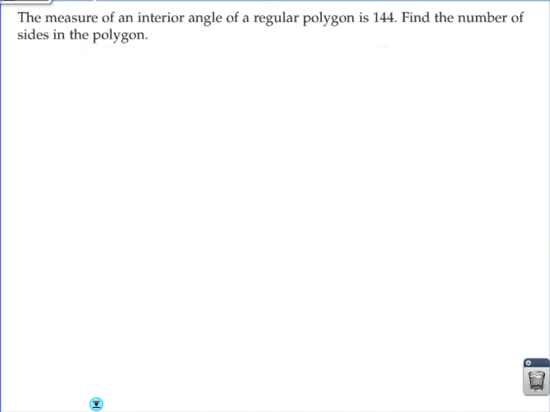Here's another one. The measure of an interior angle of a regular polygon is 144. Find the number of sides. I'm going to fly through this one. Same type problem. To find each interior angle, here's your formula. You're taking n minus 2, and you're multiplying it by 180. Can I put that up front? Is it the same thing? Yeah, true. Now I'm going to divide it by n to show me what each is equal to. In this case, each angle is equal to 144.